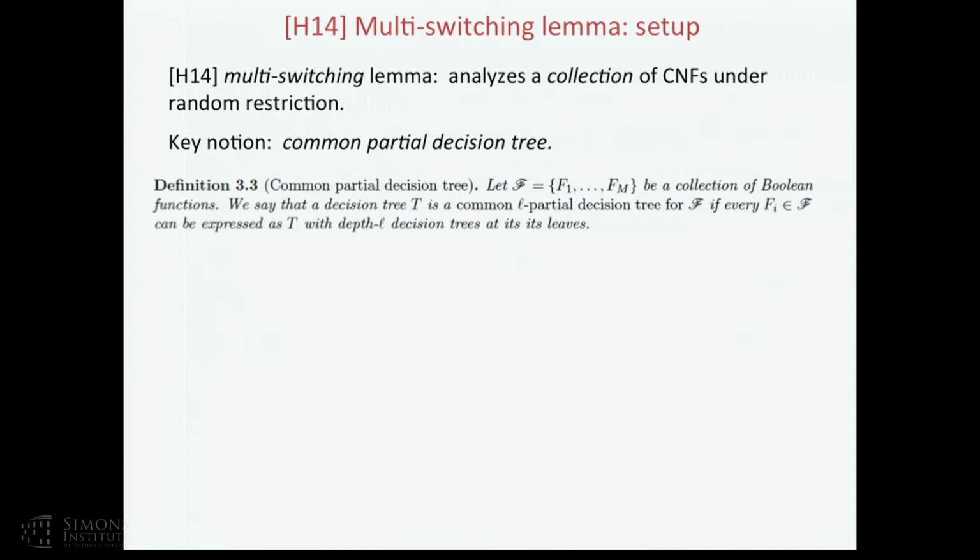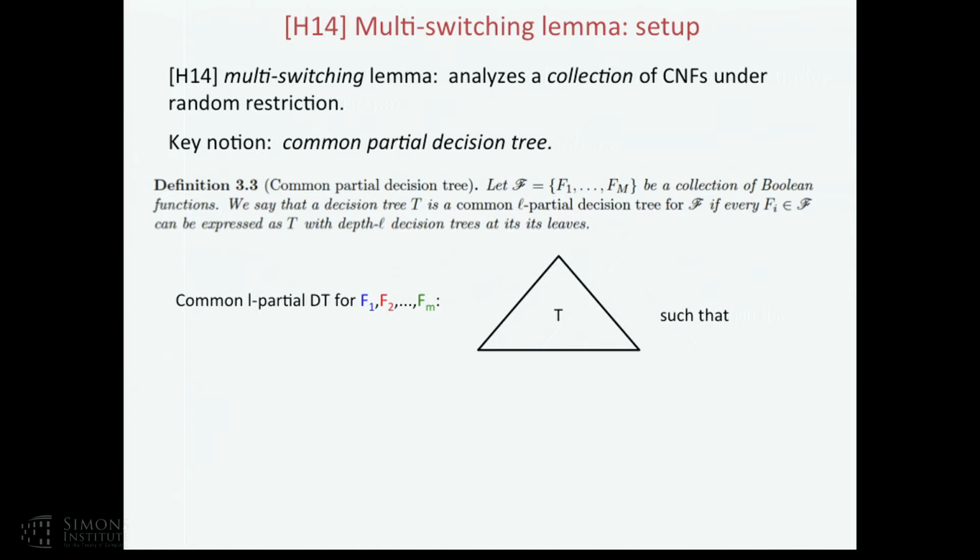So to understand what these say, we need this notion of a common partial decision tree. And it's a pretty straightforward notion. You've got a bunch of Boolean functions. A decision tree is a common L partial decision tree for this collection of Boolean functions if every function in the collection is expressible as just that decision tree with a little bit of extra stuff at the bottom, in particular, depth L decision trees augmenting it at the bottom.